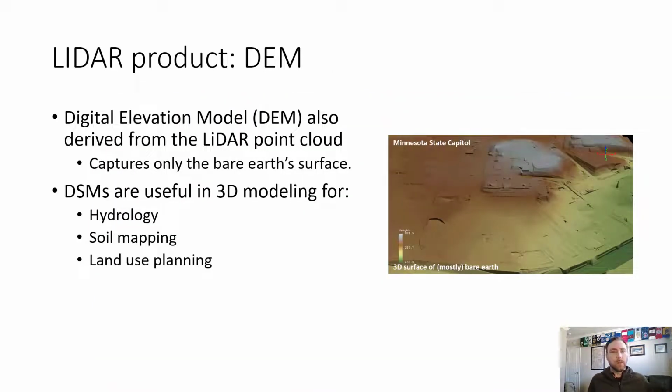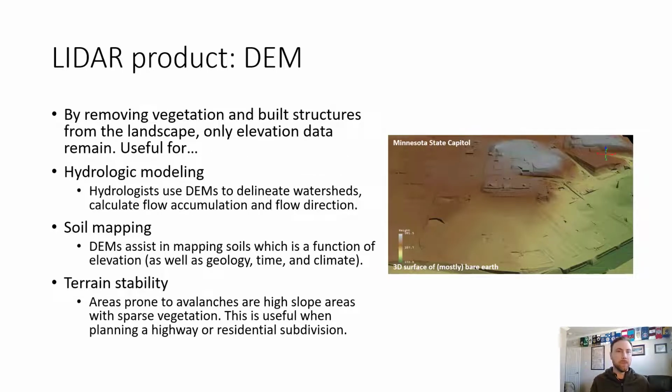And DEM, again, as I said before, instead of being the first return, this would be the last return that actually bounces off of the surface. So digital elevation model is also derived from point cloud data, and that captures only the bare Earth surface. So it's the final bounce of that pulse before it returns to the sensor. And DEMs are useful in perhaps modeling hydrology, soil mapping, and land use planning. So by removing the vegetation and built structures from the landscape, only the elevation data remain.